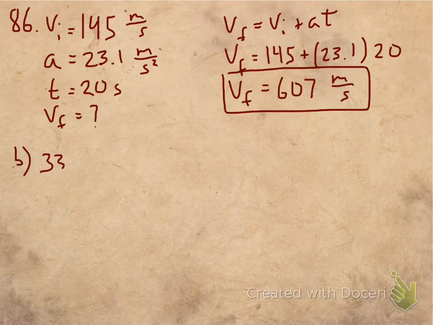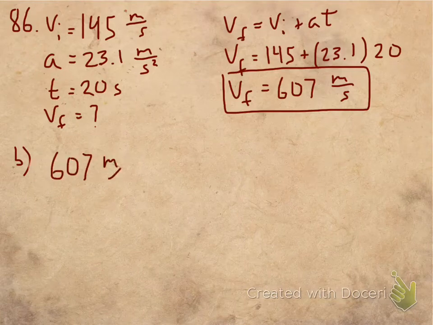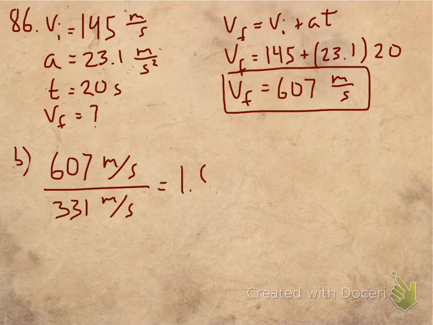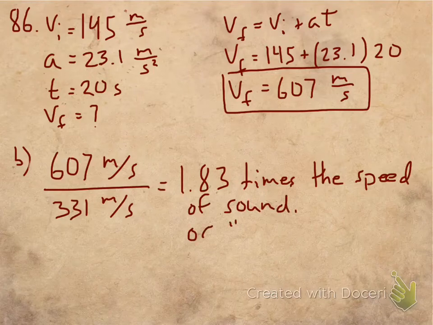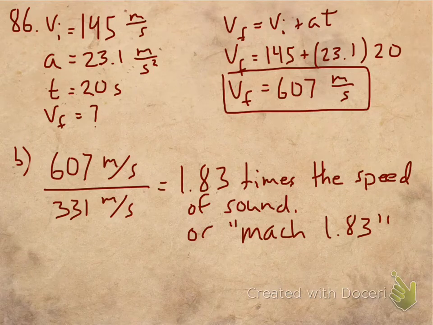Part 2 says to express the answer in terms of the speed of sound. So basically they're just saying how many times the speed of sound is the velocity of the airplane. So you can divide the velocity by the speed of sound, and we get that it is 1.83 times the speed of sound. Another way of expressing this is Mach 1.8. So for example, if a jet is going Mach 3, it is going 3 times the speed of sound.